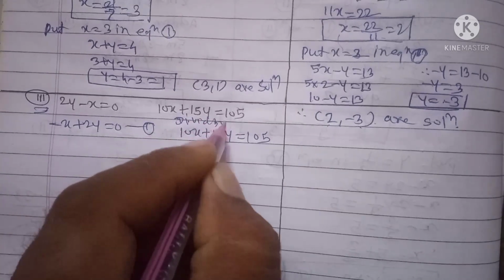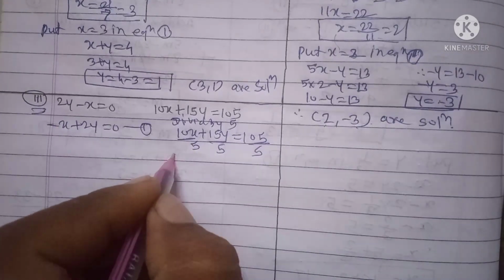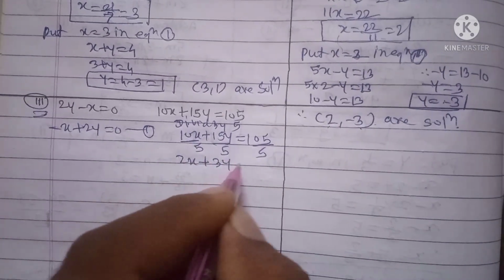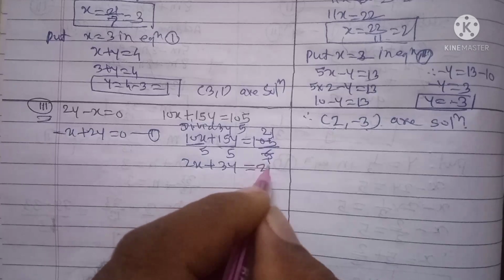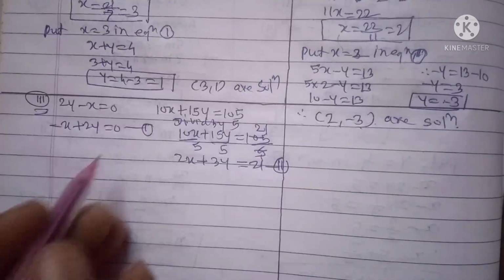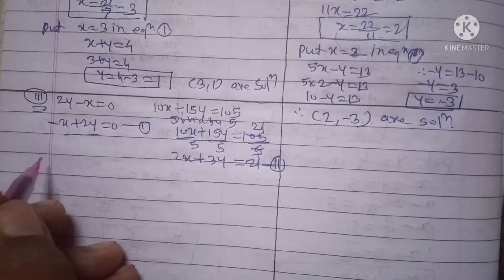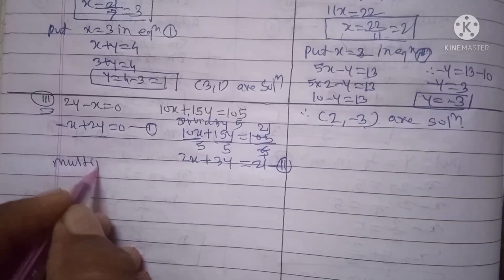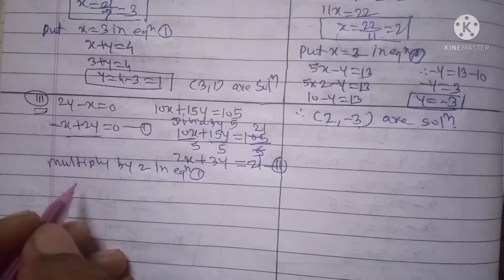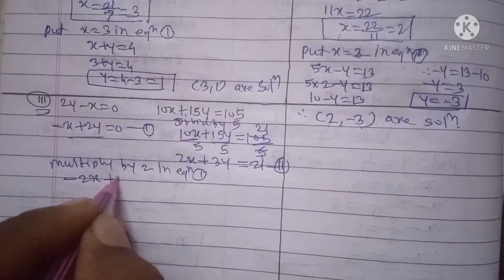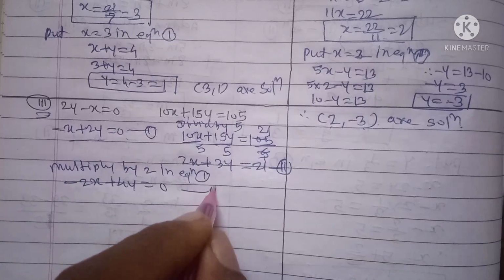Divide by 5. If we divide by 5, it becomes easier. We get equation 2x plus 3y equal to 21, since 5 ones are 5, 5 twos are 10, 5 twenty-ones are 105. This is equation 2. Multiply equation 1 by 2. Multiplying by 2, we get minus 2x plus 4y equal to 0 into 2, 0, equation number 3.